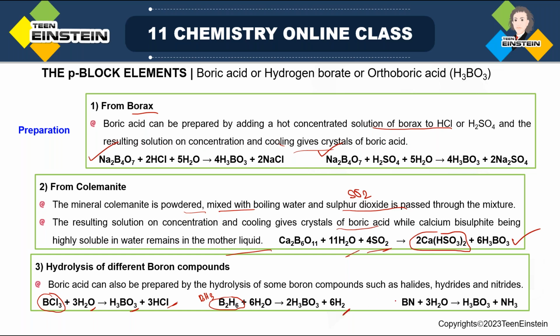Here the byproduct is hydrogen gas. Then boron nitride, BN; remember, we have already seen this molecule. This also, when it reacts with water, forms H3BO3, and the byproduct is ammonia. So we have used here a halide, a hydride, and a nitride, these three compounds of boron.